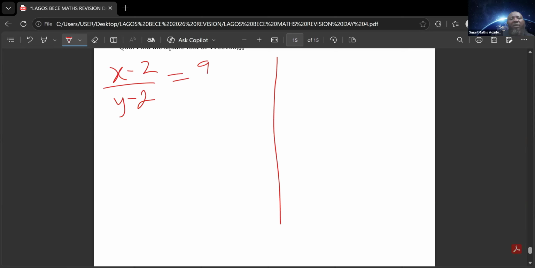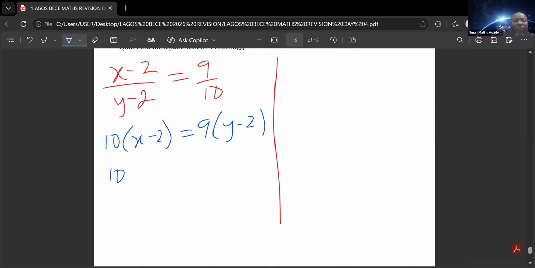So when you cross multiply here, 10 will multiply this, that will be 10(x − 2) equals 9(y − 2). All right, so here we can expand to have 10x − 20 equals 9y − 18.